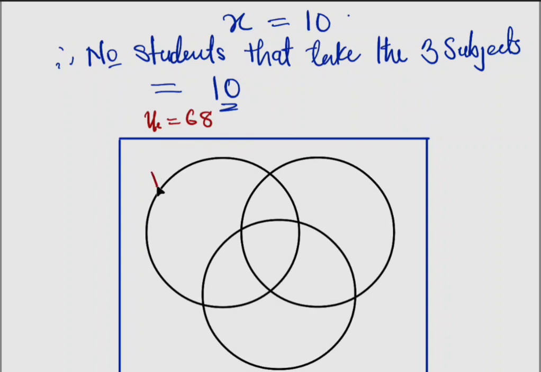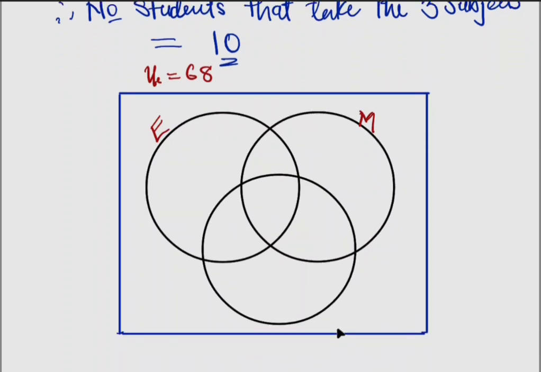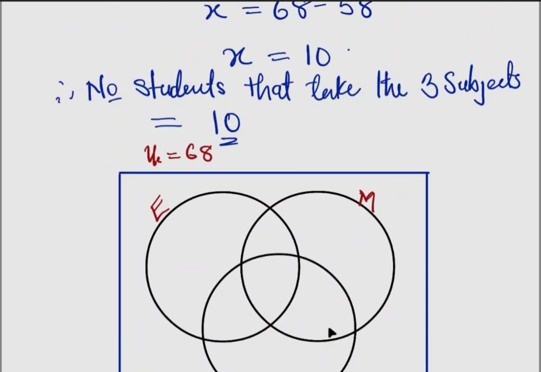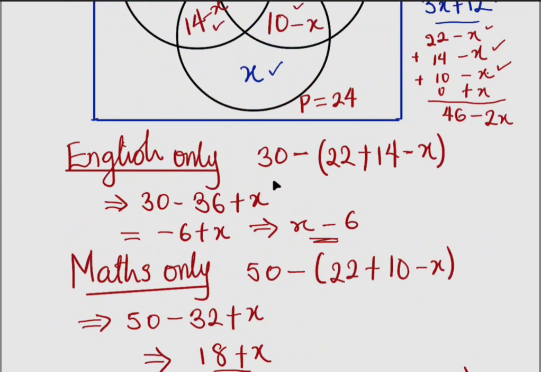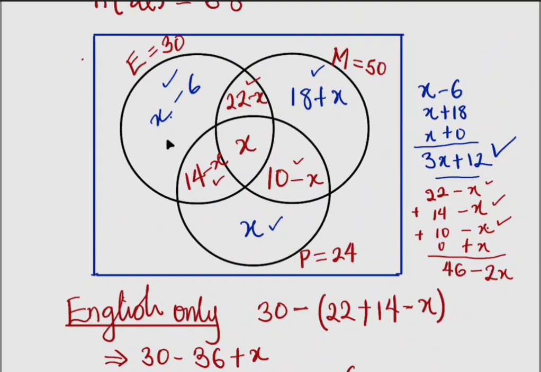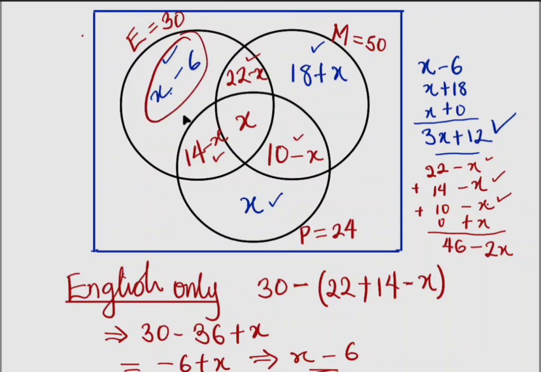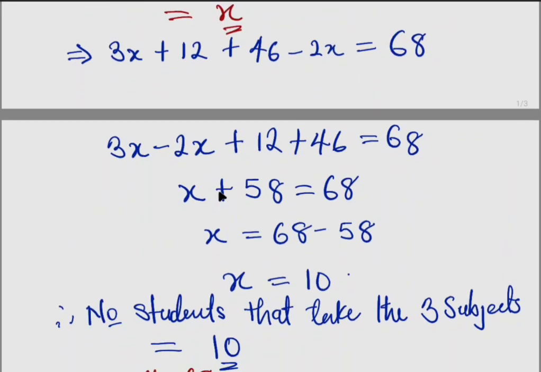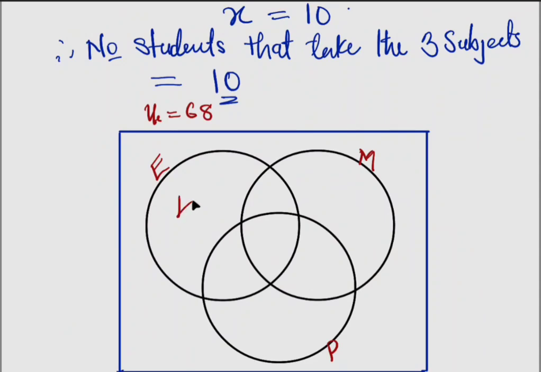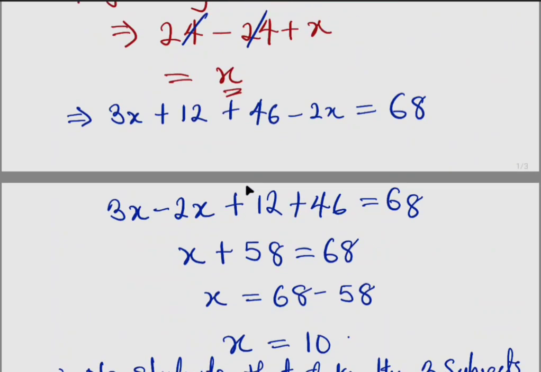So our English, our math, and our physics, which was there. So let's go back to that. So anywhere we see x, we put it to what? 10. So it means here we have 10 minus 6, that is 4. So definitely we are going to have 4 students that offer English only.